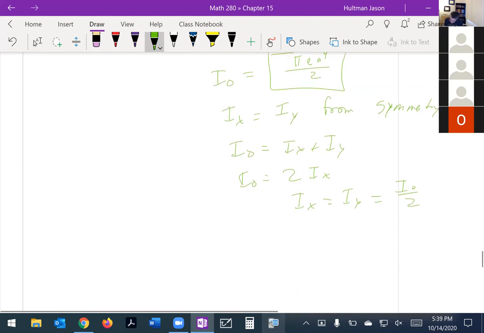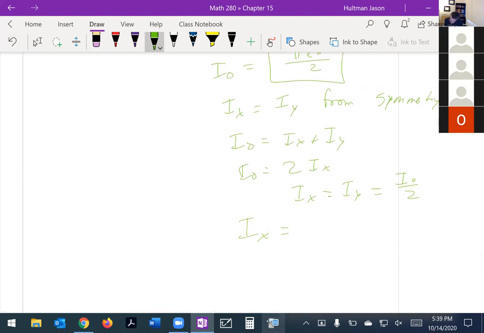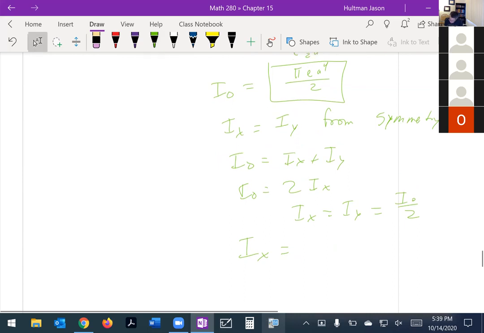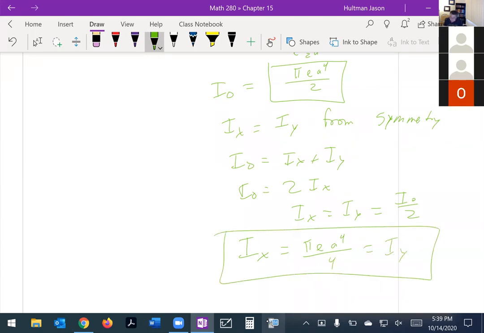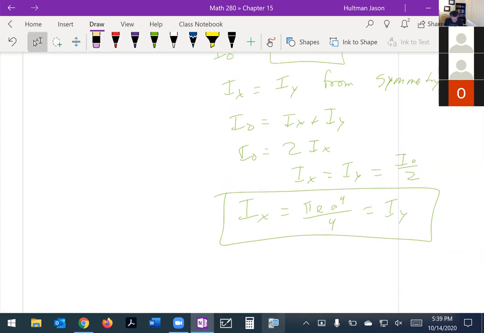So what is I_x? Well, I_x is going to be equal to pi rho a to the 4th over 4, and that's going to equal I_y. Okay, and is that it? Yeah, that's it.